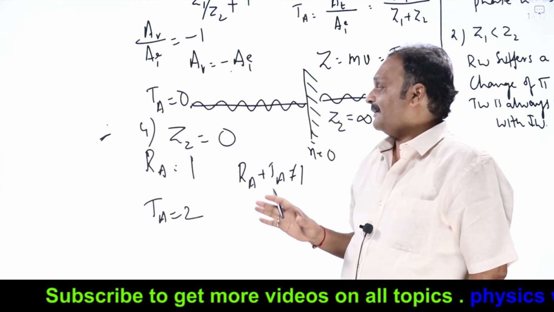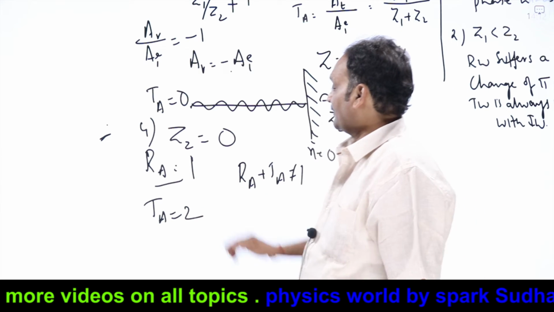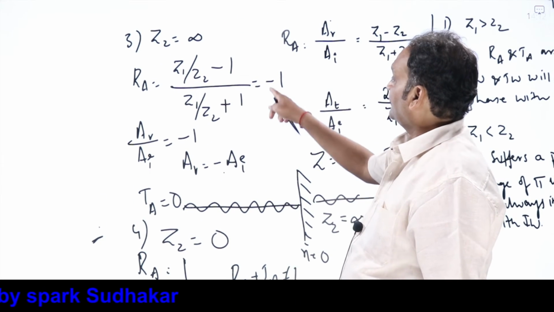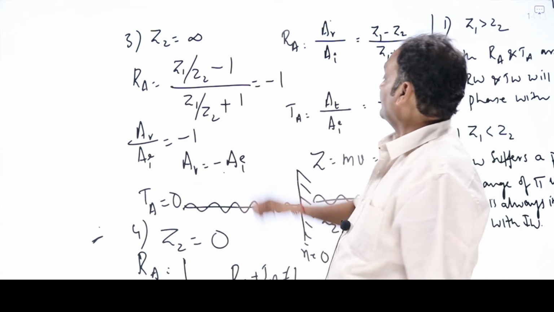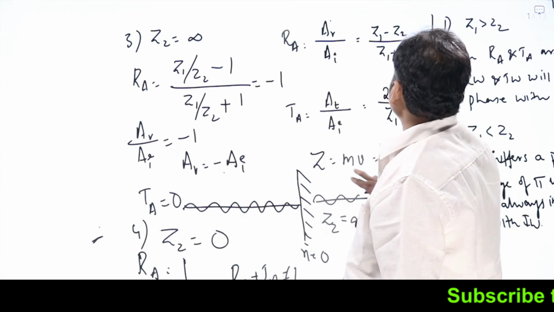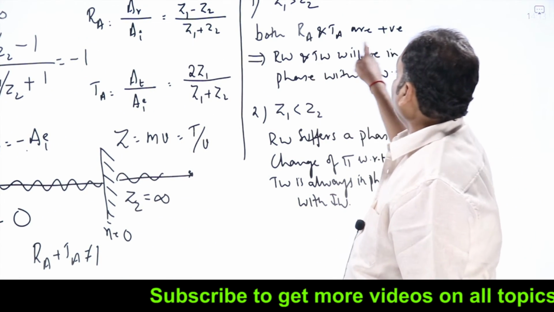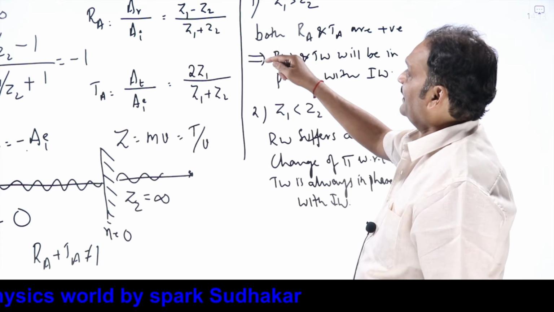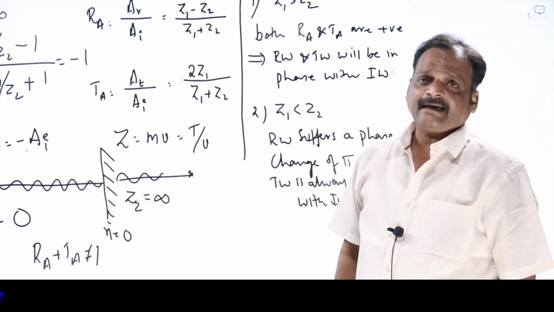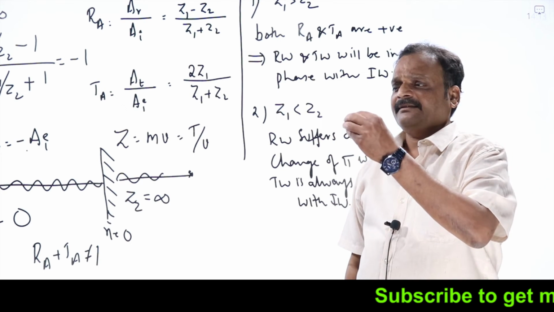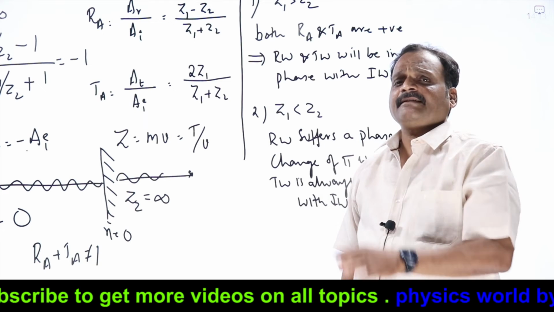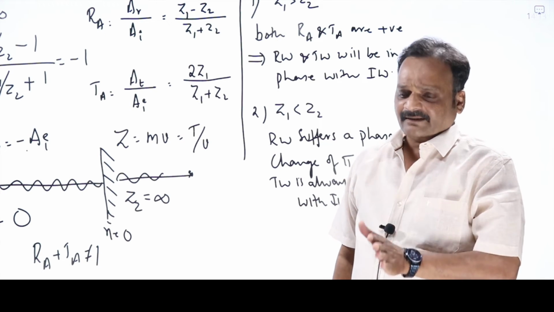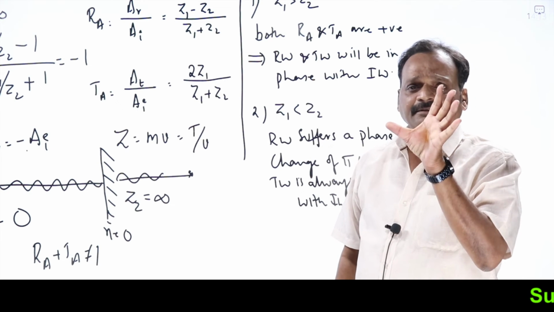Here RA equal to 1 I got. Earlier also, in the third case, Z2 equal to infinity, I got RA equal to minus 1. In the first case, Z1 greater than Z2, RA equal to something into AI I got. ER equal to something into AI means RA is always present, which means a reflected wave is present in all cases. Let Z1 be greater than Z2, let Z2 equal to infinity, let Z2 equal to 0, or Z1 less than Z2, whatever it is, a reflected wave is always present.